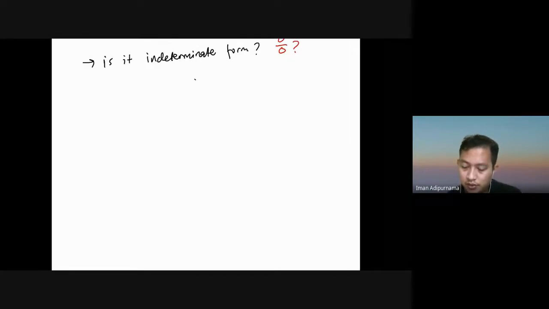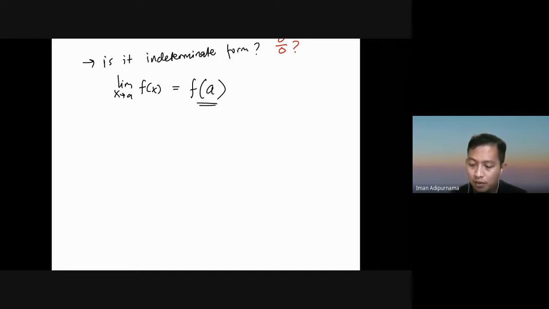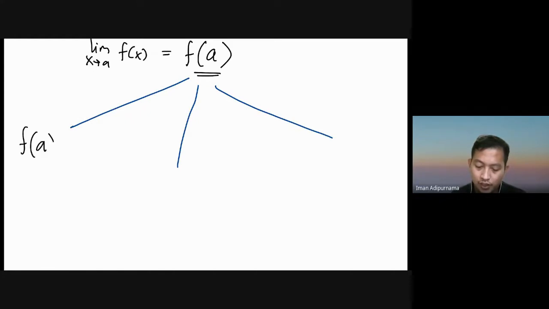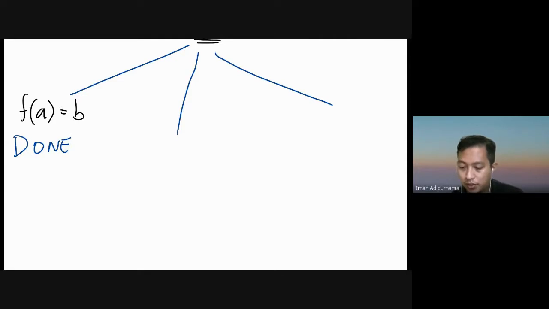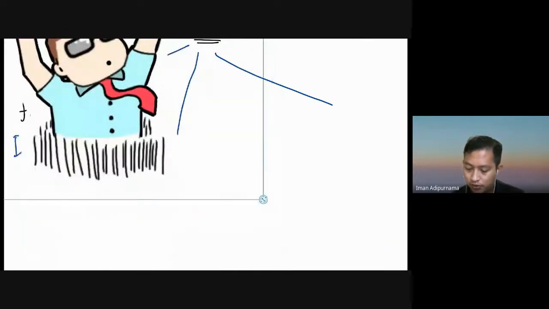So first, direct substitution. So the limit as x approaches a of f of x. Let's just write this f of a and try to evaluate f of a. And then we have several possibilities. Okay, the first one, your f of a becomes an exact result b, which means we are done here. We get the answer we are satisfied with, right?